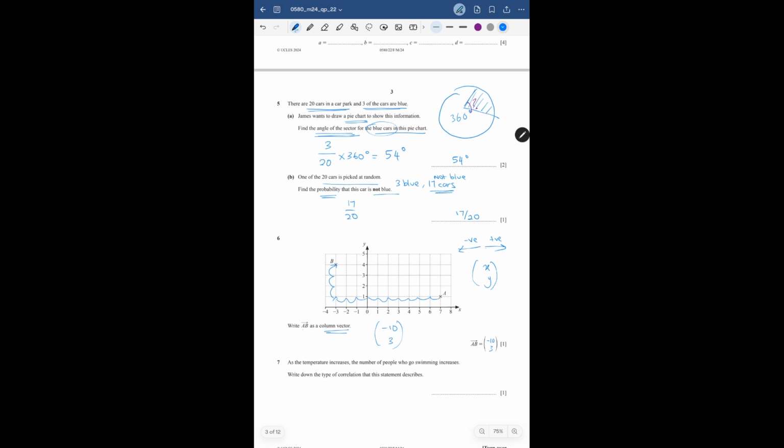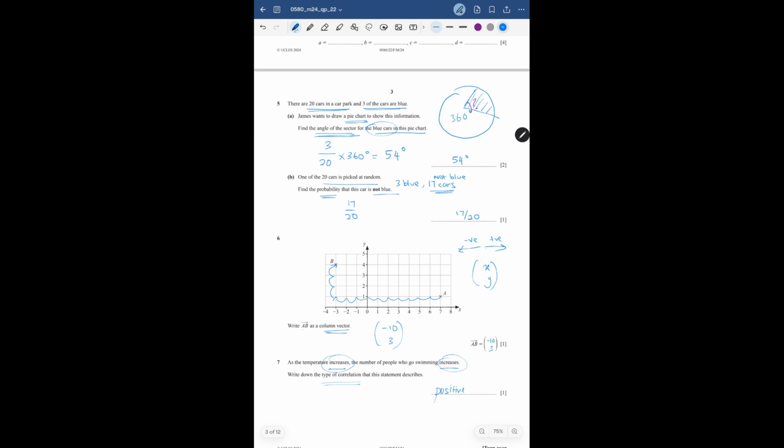Question number 7. As the temperature increases, the number of people who go swimming increases. Write down the type of correlation that this statement describes. Correlation can be positive correlation or negative correlation. It can be strongly positive or strongly negative. Over here they mention temperature increases, people going swimming increases. So it is a positive correlation.